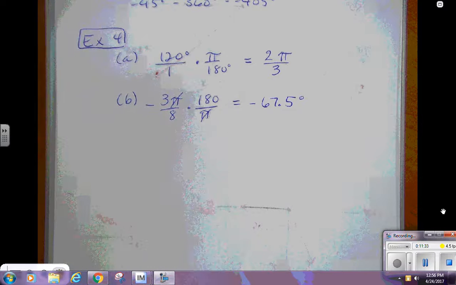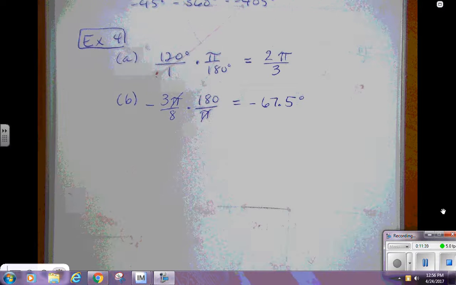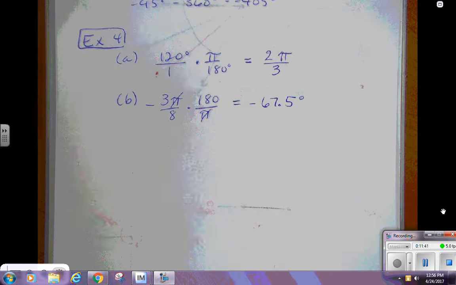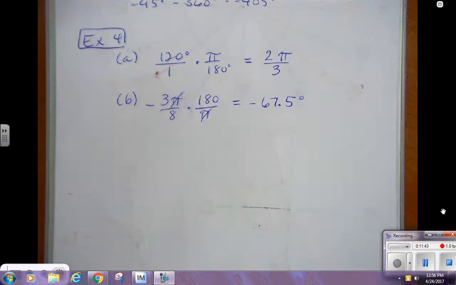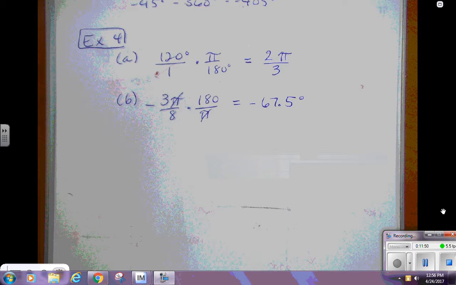Okay, so on the next page, top of the page, all of the angles that we've been working with so far have been central angles. A central angle of a circle is an angle with a vertex at the center. All of the angles have been central because all of the vertices have been at the center of the coordinate plane.